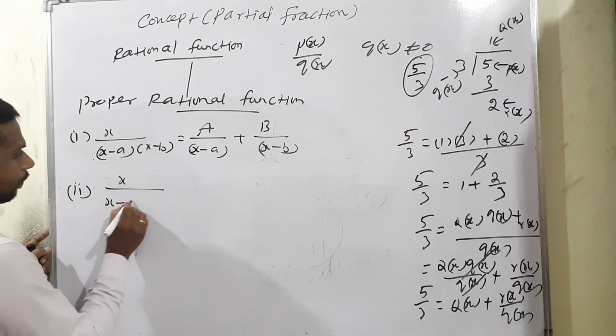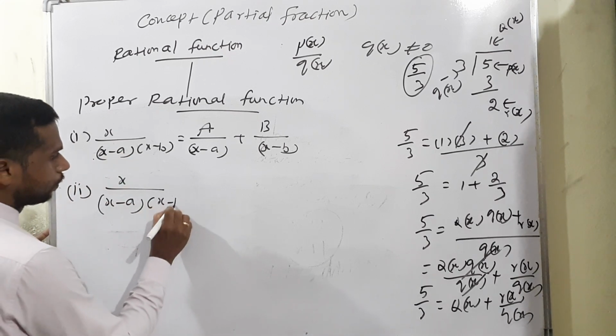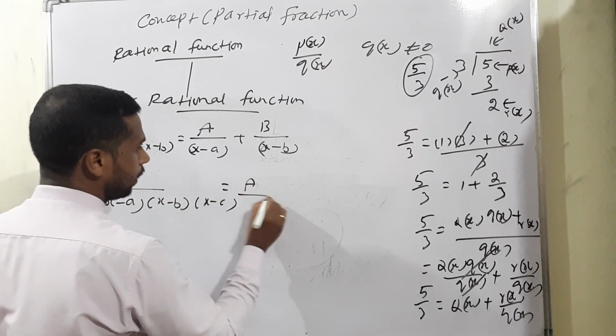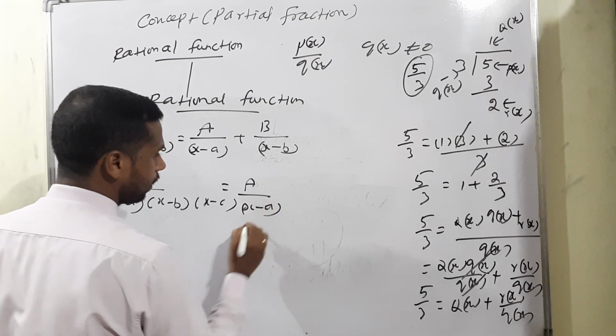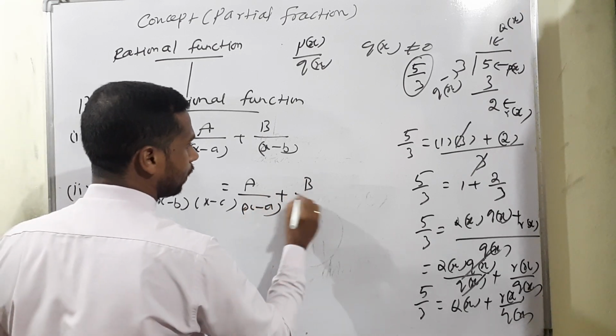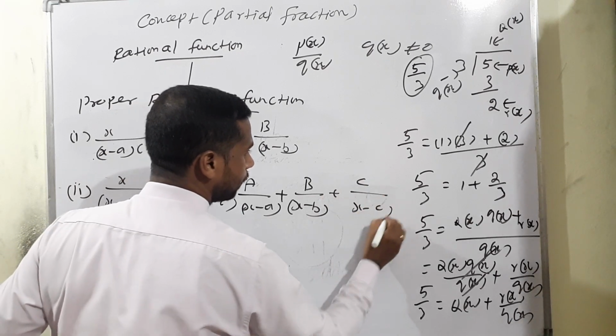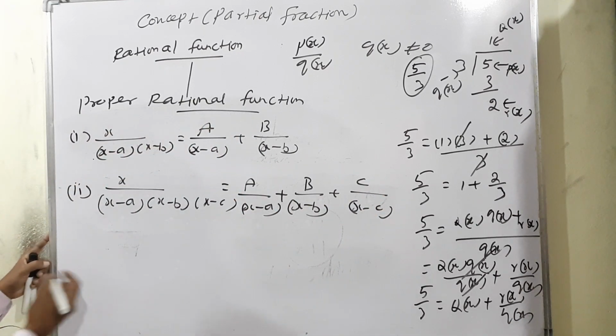So we have three different factors, x minus a into x minus b into x minus c. What will happen? A by x minus a, then plus capital B divided by x minus b, then capital C divided by x minus c. This is one type.